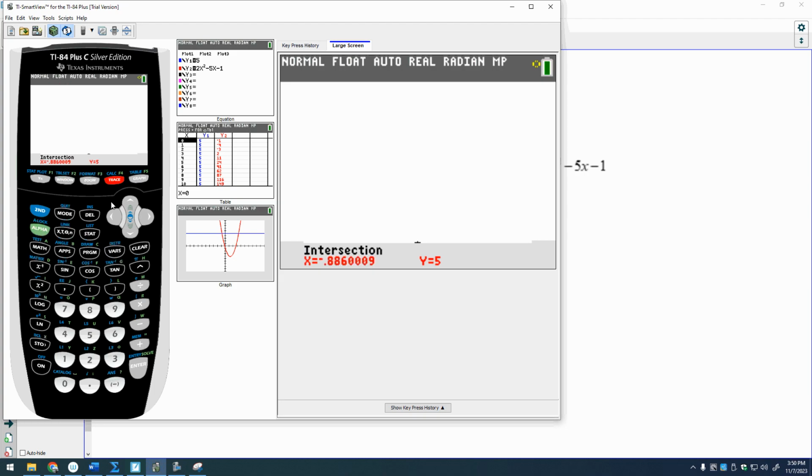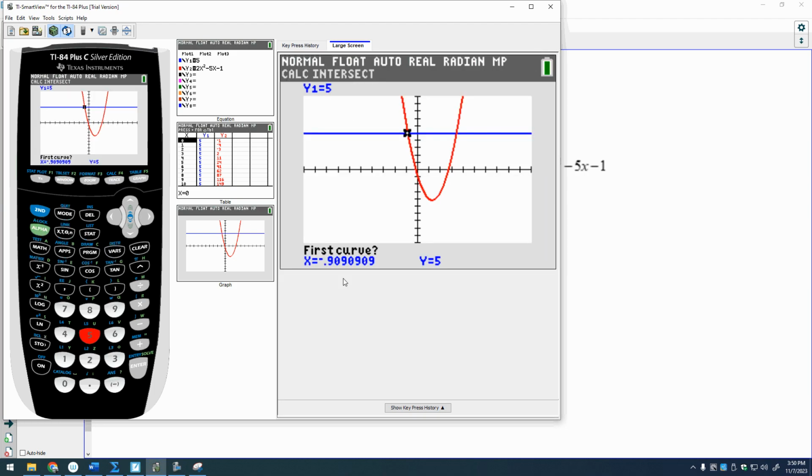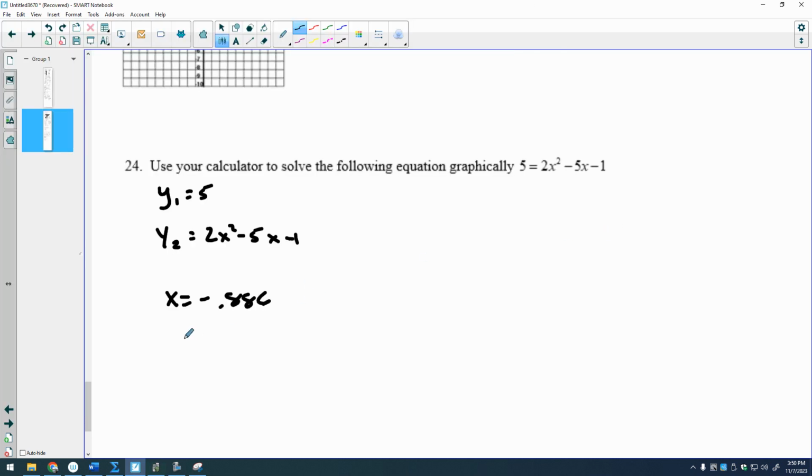Same procedure. Second, trace, which is calculate. Number 5. So I can just push the number 5. First curve, is the y1 the first curve? Yep. Is the y2 the second curve? Yep. Make a guess. Now I don't want that to be my guess. Now I'm going to cruise over here. And I could also type the number. Looks like about 3.5. So I could also just type in 3.5 as my guess. And that's close: 3.38 or 3.39. So those are my two answers.